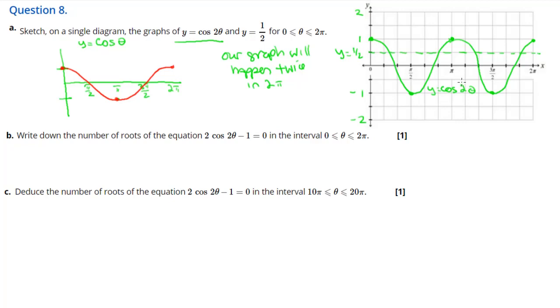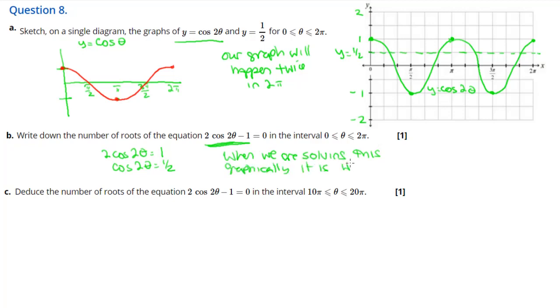Now for the second part, it says find the number of roots for 2 cosine 2 theta minus 1 equals 0. This is an equation, but if I get the cosine by itself, you can see that cosine 2 theta is equal to 1/2. When we're solving an equation like this, what we're finding is where the graph of cosine 2 theta meets the graph of y equals 1/2. That's why they had us do part A, because we've actually just answered their question.